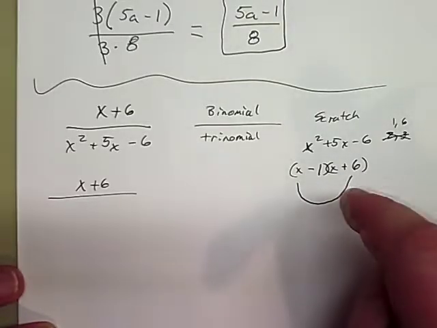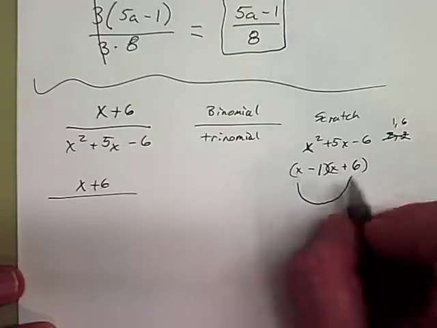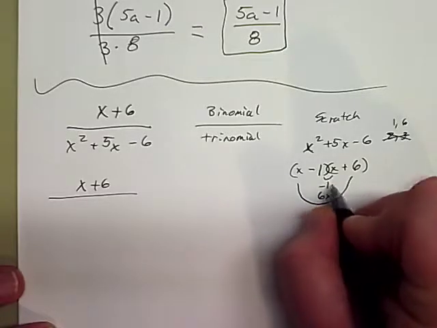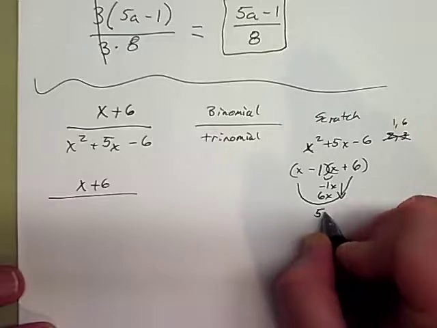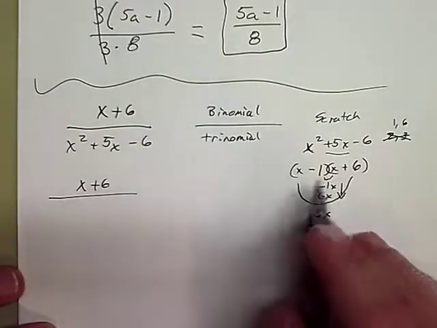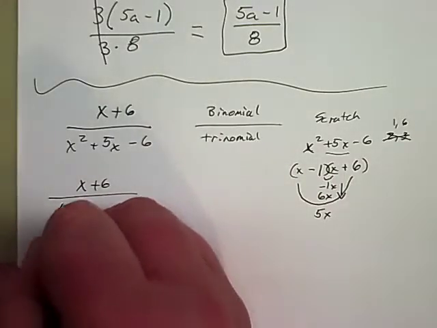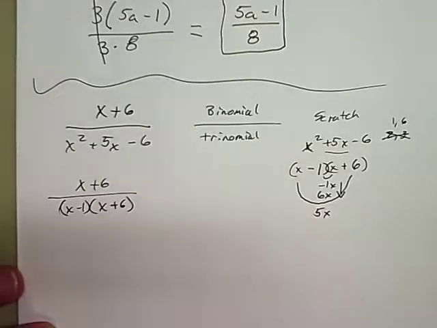Now, let me just double check to make sure, because the last thing I want to do here is factor incorrectly. So here I have x times a positive 6 to give me 6x. Negative 1 times x is a negative 1x. When I add down here, negative 1 plus 6, I get a positive 5x. Hey, that's what I wanted. So now I know that my denominator is going to give me x minus 1 times x plus 6.